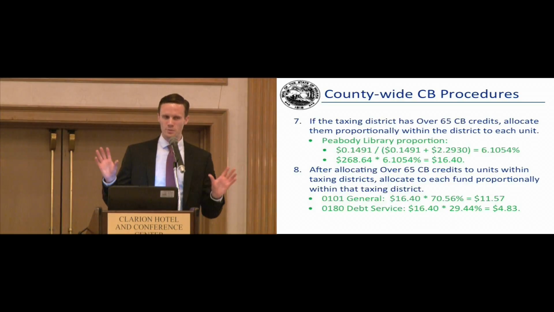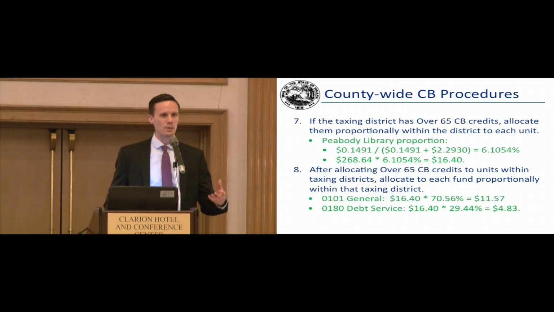We're going to run through the same calculation for every taxing district the unit operates in. For presentation purposes, I'm just doing the one, but that's how you would do it to arrive at what the total impact of only those over 65 circuit breaker credits is going to be for that taxing unit. So, questions about that part?